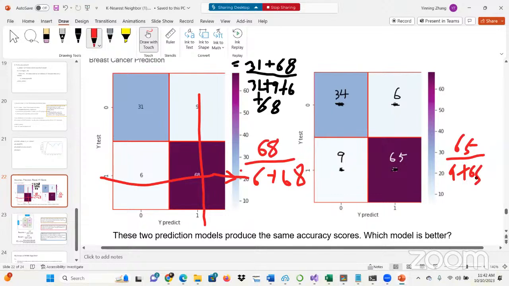So in all these 74 cases, both have 74 breast cancers. This model predicted out 68, and this one only detected 65. The main thing, yeah, we are doing this word problem here. Which model is better? This model, because it finds more cases of breast cancer.